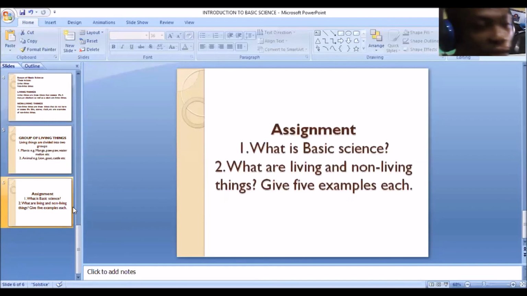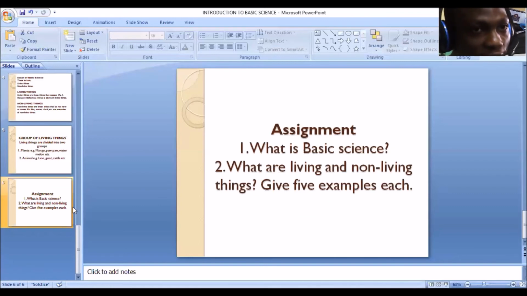Okay. So here is the assignment for today, which is a very simple assignment, and I believe every one of you will participate in this assignment and do according to the instruction. Number one says, what is basic science? I want you, in your own words and through your own further research, to find out more meaning of basic science, and then let us see what you get.